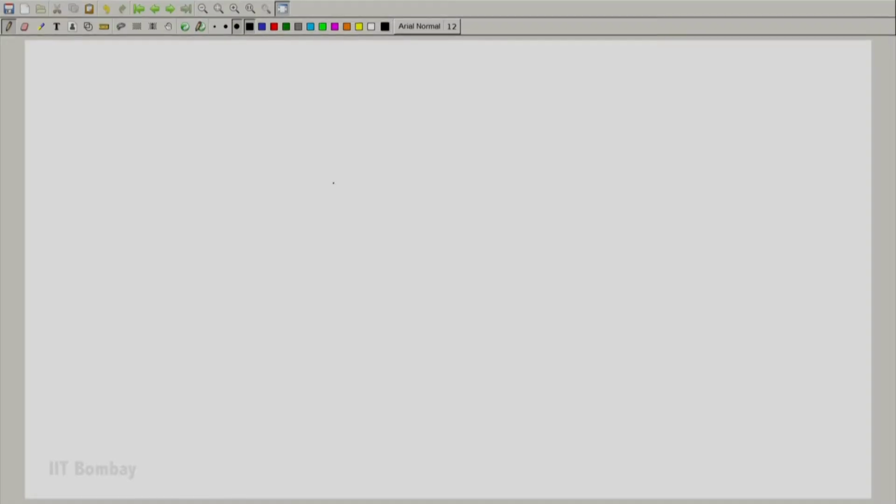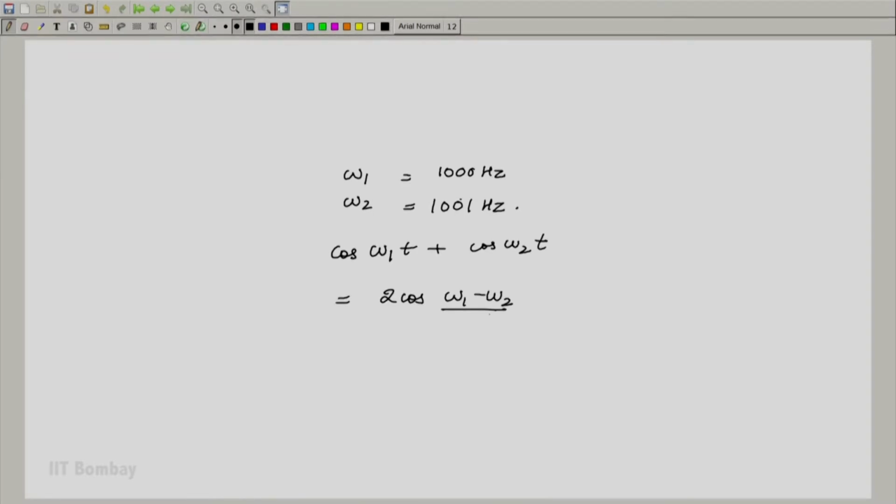Now let us see how beats are formed mathematically. Let us take two cosine waves of frequency omega 1 and omega 2, where omega 1 is 1000 hertz and omega 2 is 1001 hertz. So what we get is cos of omega 1 t plus cos of omega 2 t. This is 2 cos of (omega 1 minus omega 2)/2 times t into cos of (omega 1 plus omega 2)/2 times t.